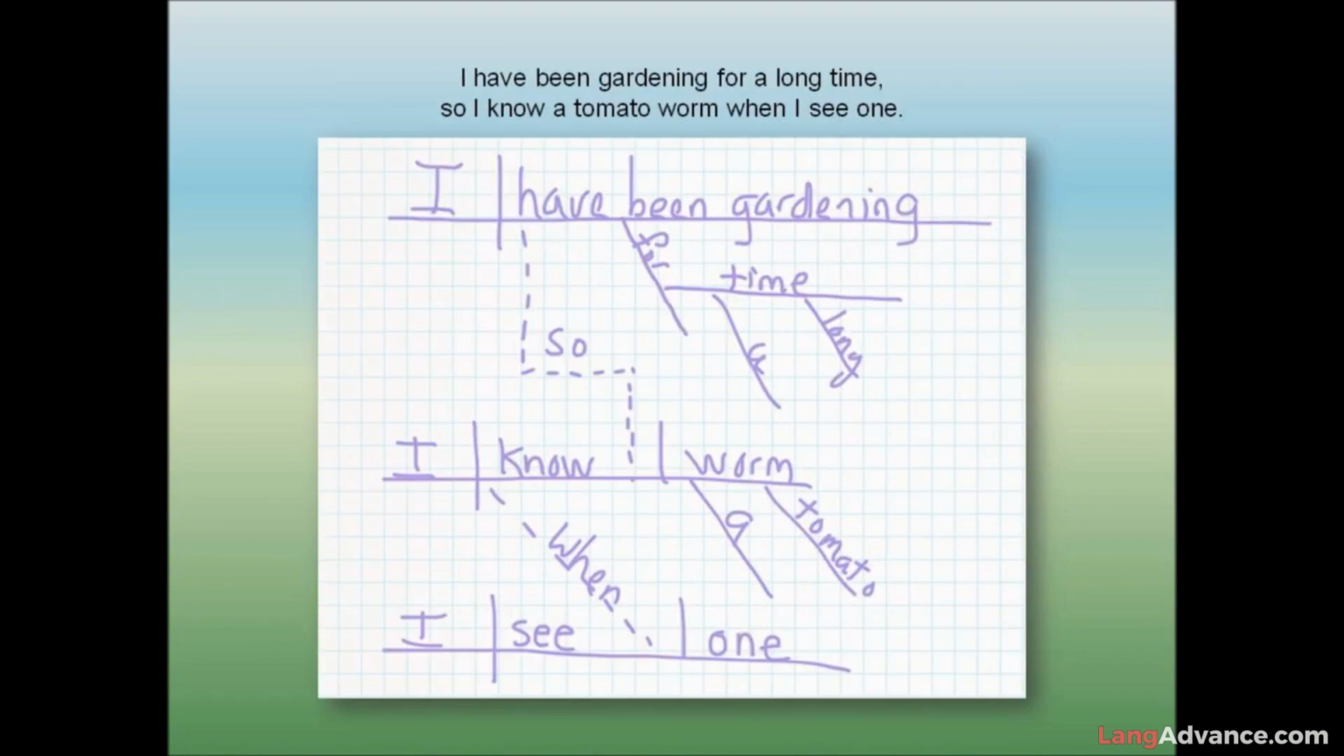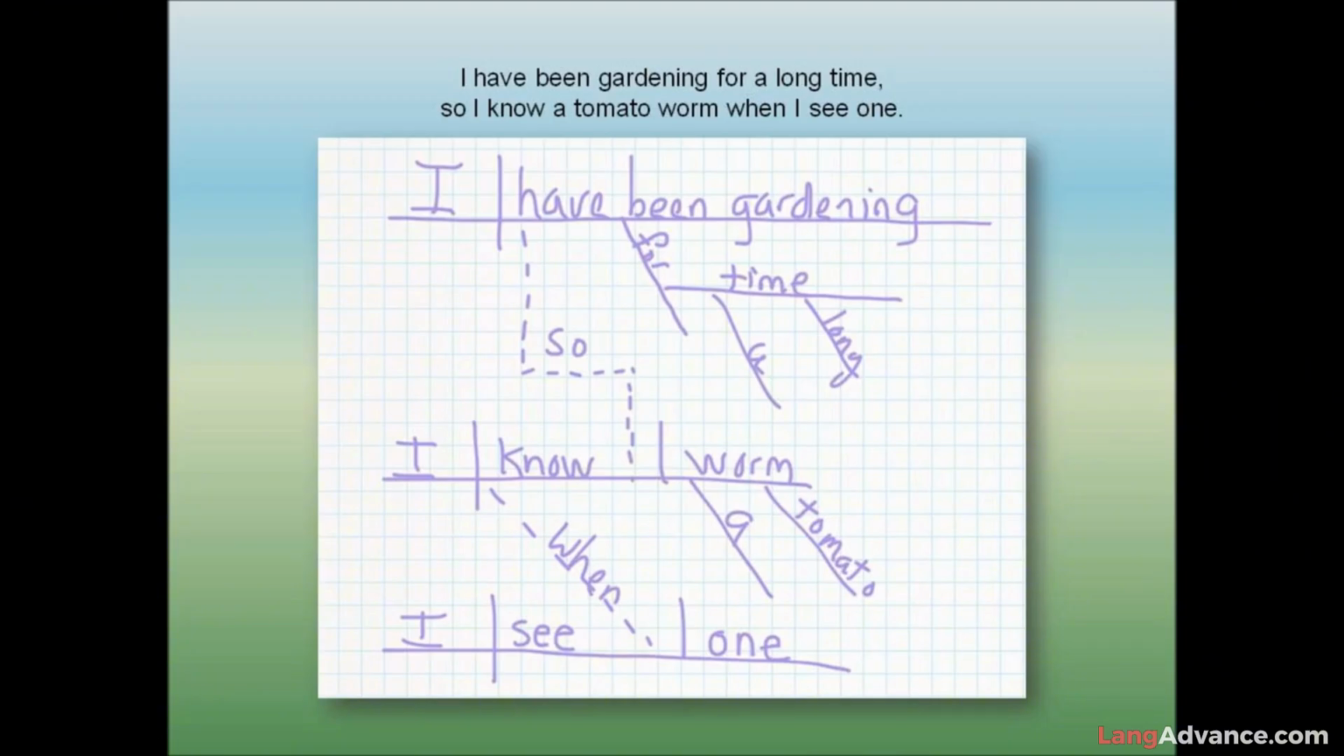I have been gardening for a long time, so I know a tomato worm when I see one. I have been gardening. I is the subject. Have been gardening is the verb. For a long time is a prepositional phrase. Then we link that first clause to the second with the coordinating conjunction.